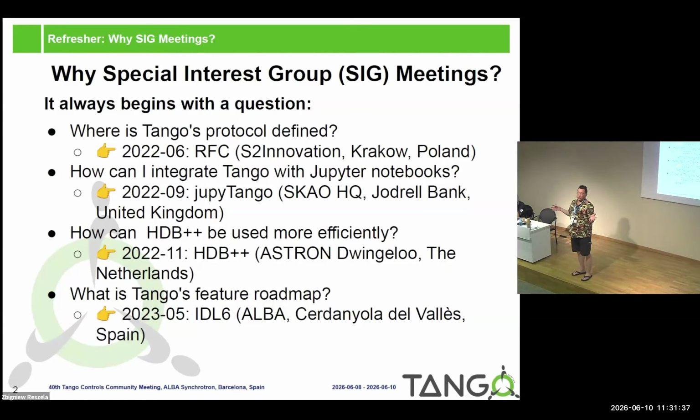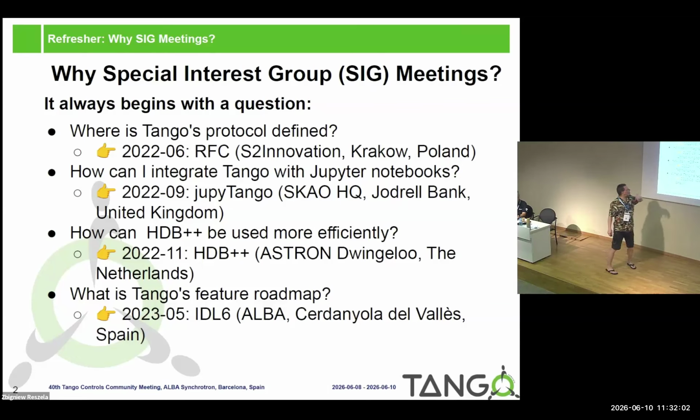JupyTango is a fantastic project, right? So if you have a direct need for plotting something, using Tango devices, anything, it's a Jupyter notebook framework that has Tango built in. It even has a couple of widgets built in. It's fantastic. Give it a try. So the outcome was that, yeah, everybody wanted to use it, but nobody's using it.